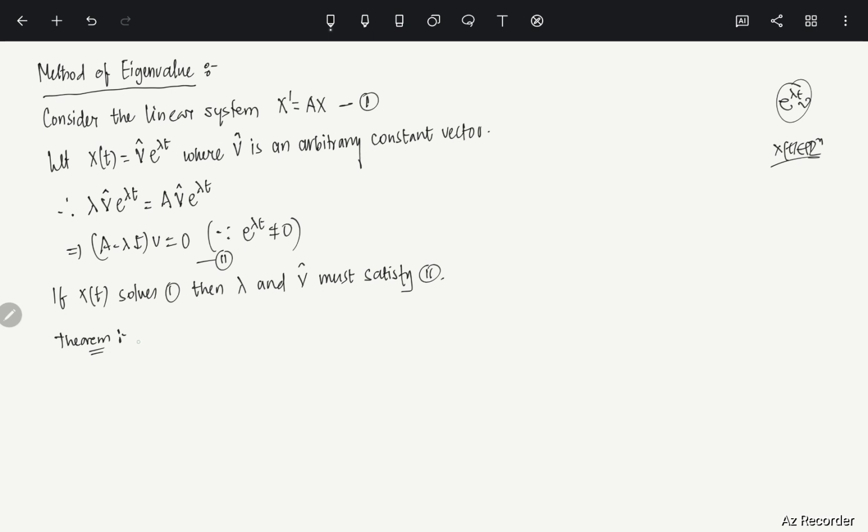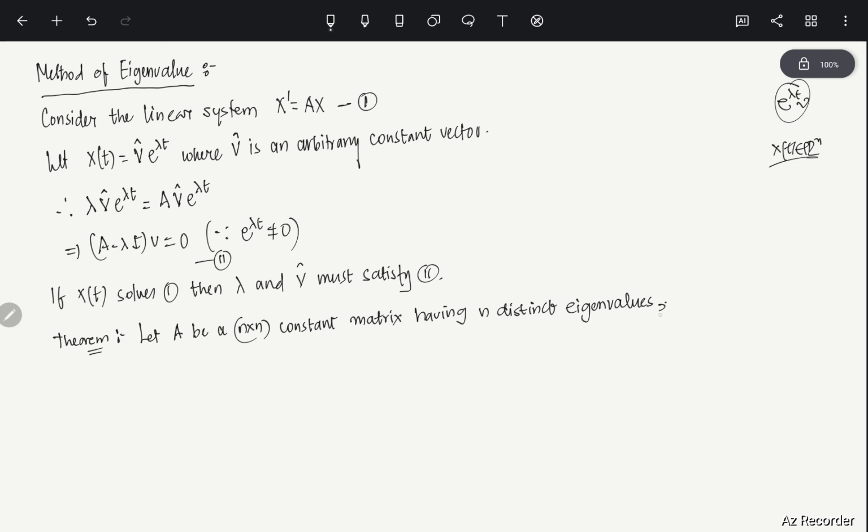Let A be an n cross n constant matrix. Of course, all of this is for the constant coefficient case. So, a constant matrix having n distinct eigenvalues. Clear?